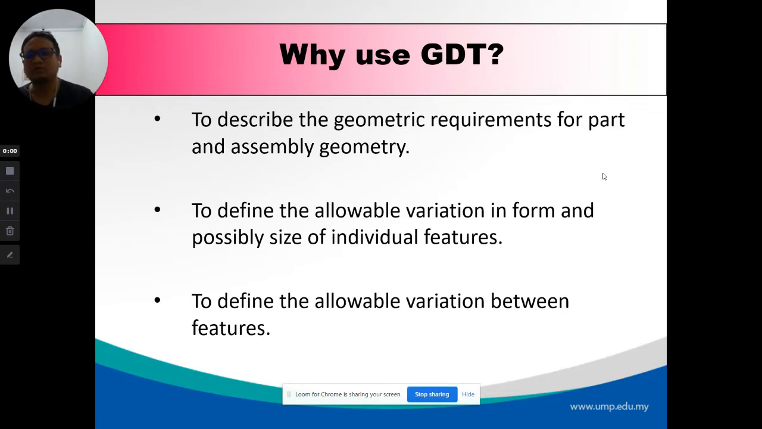In order to describe geometric dimensioning and tolerance, we are required to do three things. Number one, define the geometric requirements of the part and the assembly geometry. Number two, define the allowable variation in the form and possibly size of the individual features. And the third one is to define the allowable variation between the features.